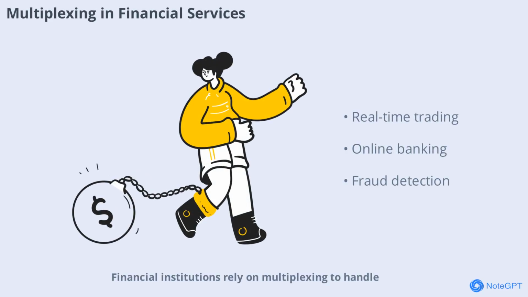Financial institutions rely on multiplexing to handle large volumes of transactions and data exchanges. Secure and efficient communication channels are essential for real-time trading, online banking, and fraud detection. Multiplexing helps financial networks operate smoothly, supporting the global economy and ensuring the security of sensitive information.